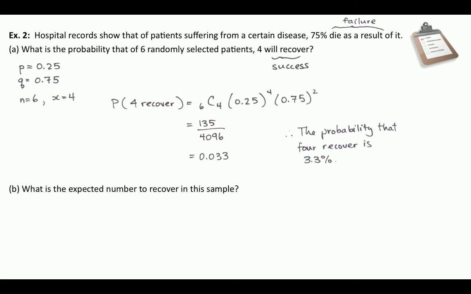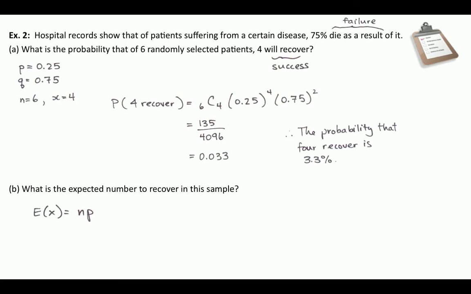What's the expected number to recover? What's our expectation value for recovery? Realistically, on average, how many of these 6 randomly selected patients should recover? Because it's a binomial distribution, we can use the shortcut for our expectation. We don't have to calculate all of the different outcomes and then average them. We can just take the number of trials times the probability of success.